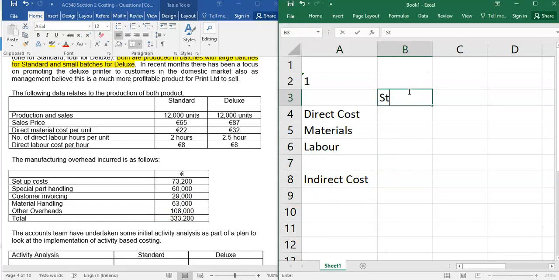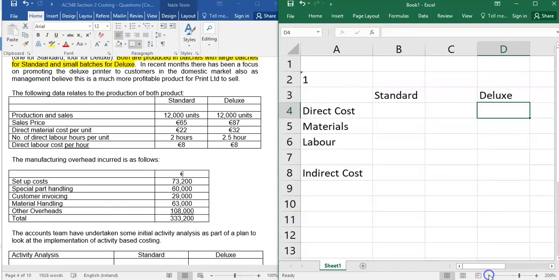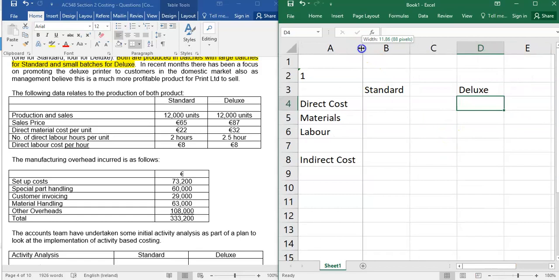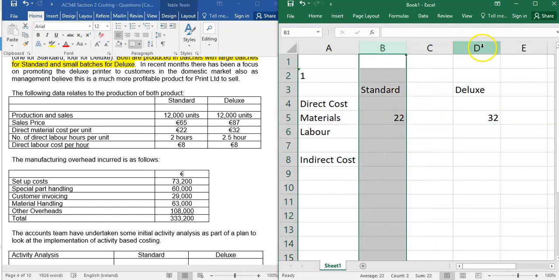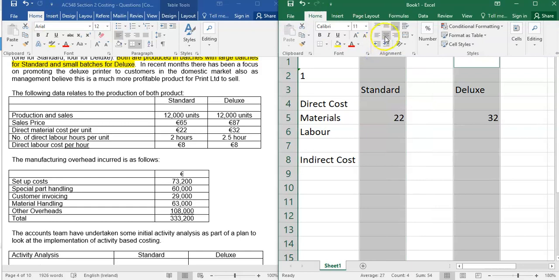And we're looking then for standard and we're looking for deluxe. Alright, so we'll just make that smaller. So what we're looking at here, the materials are quite straightforward. The cost of materials, just be careful you're taking the right figure, 22 and 32 for both standard and deluxe, coming straight from the table.